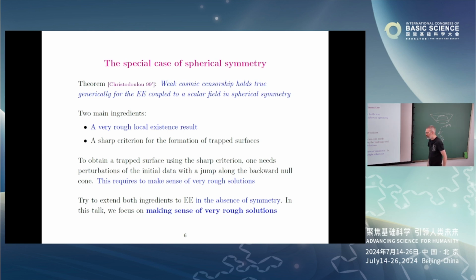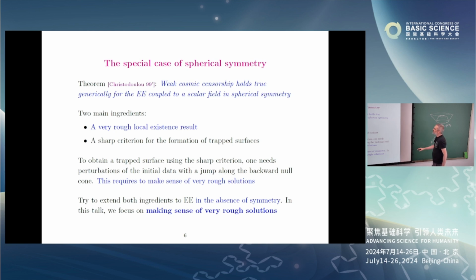Maybe let me give you another heuristic argument why it's very good to consider rough solutions. The second argument is that somehow you want to perturb by arbitrarily small perturbations. So you want to measure something as being arbitrarily small, but yet it should be large enough to produce a trapped surface. So it shouldn't be too small either. Of course, that also indicates that you should look for very rough norms, because a very rough norm would allow you to see something as being a small perturbation, even though if you measure it in a smooth norm, it could be very large. So that's another indication that rough solutions are important.